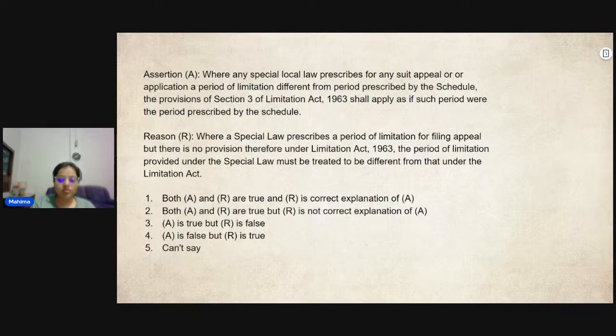Both A and R are true, and R is the correct explanation of A. Both A and R are true, but R is not the correct explanation of A. A is true, but R is false. A is false, but R is true. Can't say. Assertion and reason.